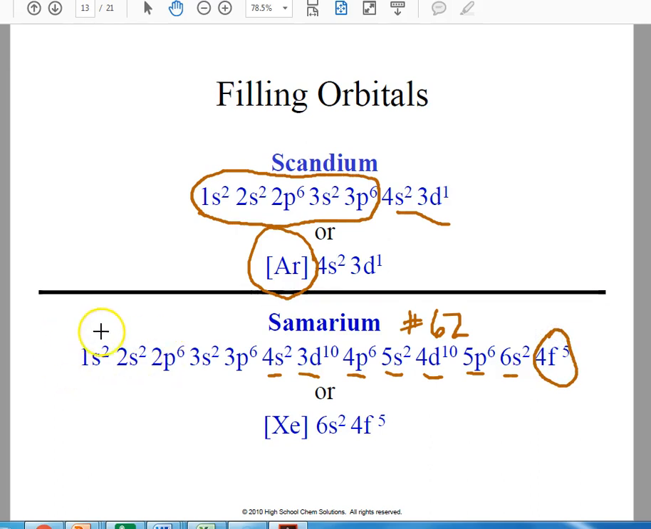We can do the same thing with this super long electron configuration. We can shorthand it. Xenon is this electron configuration up to 5p6. So we can replace all of that with the element xenon in shorthand. All right, so that is how we do electron configurations.